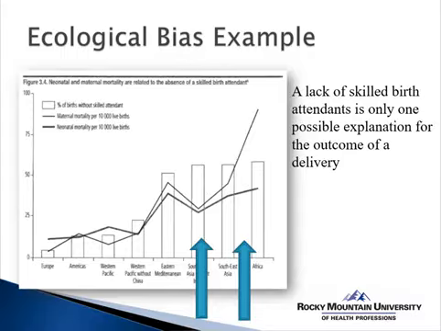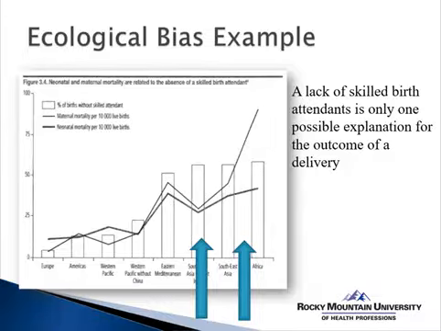We're seeing neonatal and maternal mortality when there is an absence of a skilled birth attendant. The lines represent maternal and neonatal mortality rates, and the boxes represent the percentage of births without a skilled attendant. So you see that there are some Asian countries and African countries that don't have skilled attendants available.